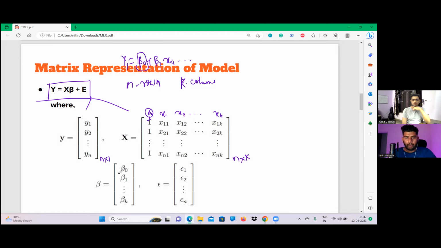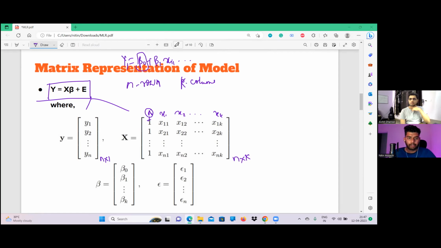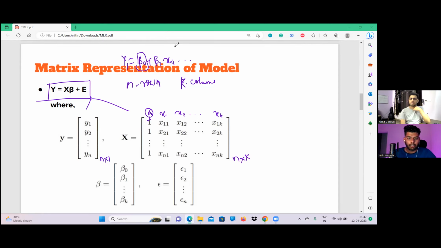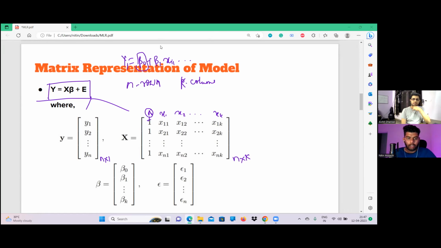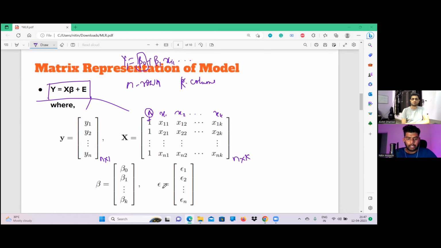We now have a question. Someone is asking, I thought a vector is a matrix with either only one row or one column, so is X also a vector? X is not a vector, X is a matrix. Y is a vector, beta is a vector, epsilon is a vector, but X is a matrix of n cross k.